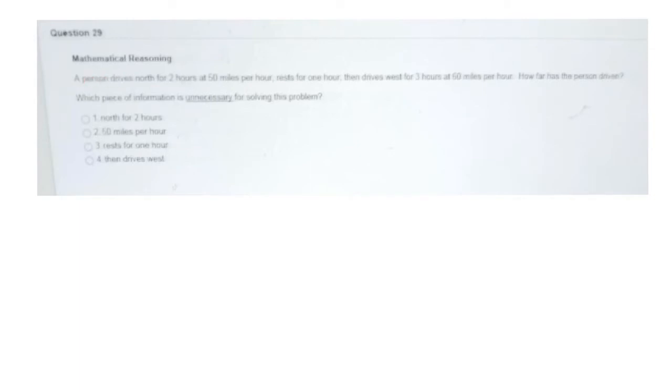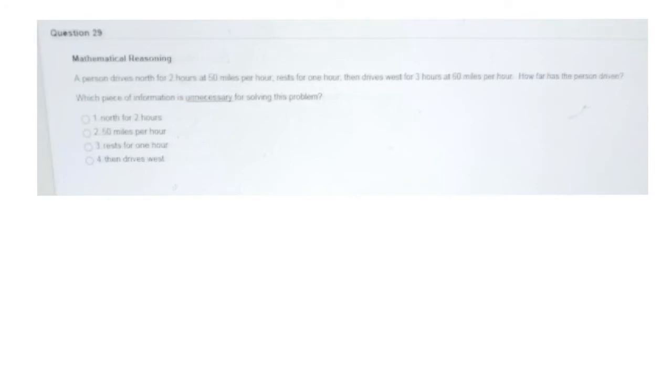A person drives north 2 hours at 50 miles an hour, rests for an hour, then drives west at 3 hours, 60 miles an hour. How far did the person drive? Which piece of information is unnecessary? So this is another problem where they don't even necessarily need you to solve the problem. They just want to know which piece of information did you not need in order to solve the problem, right?